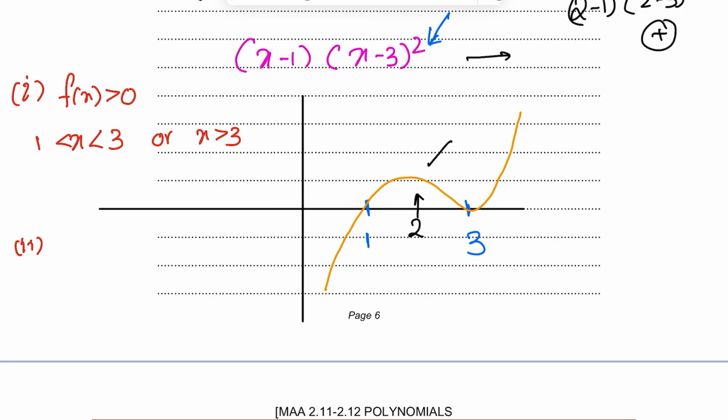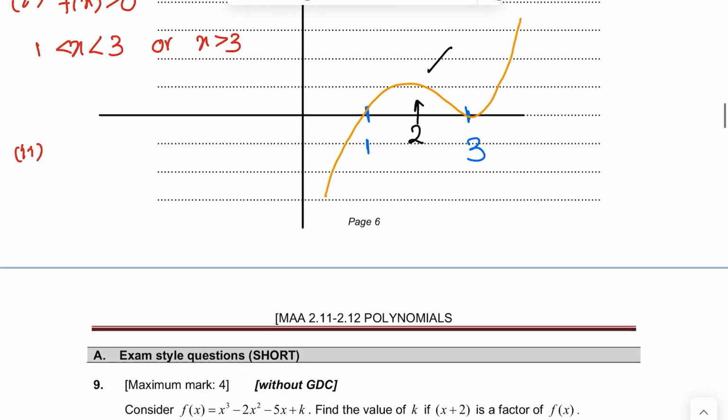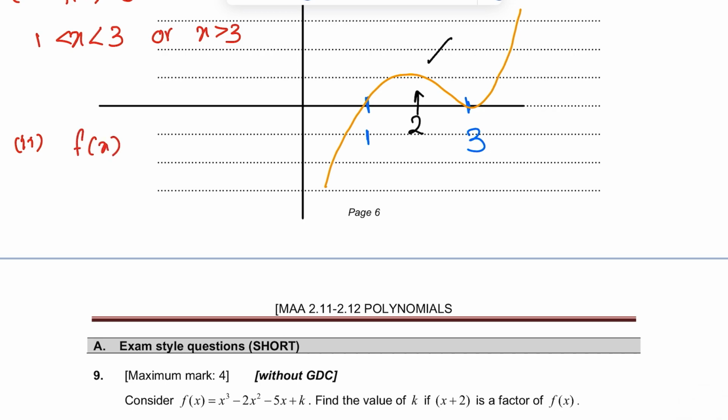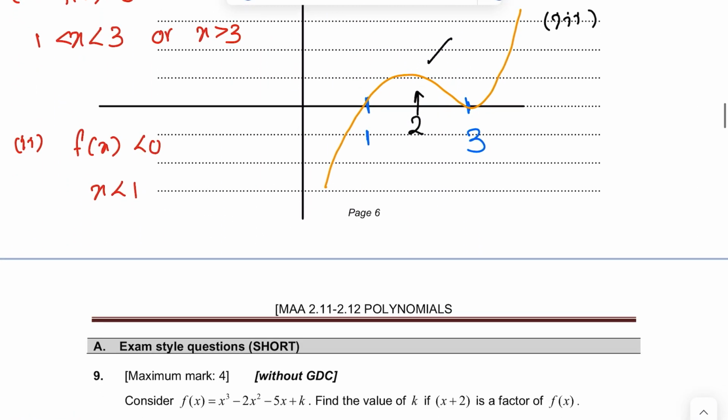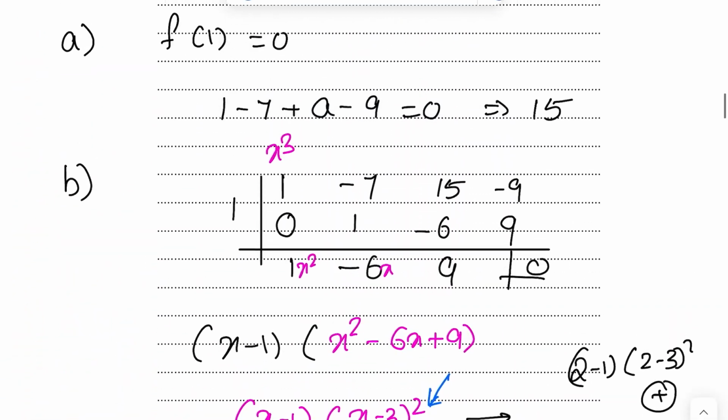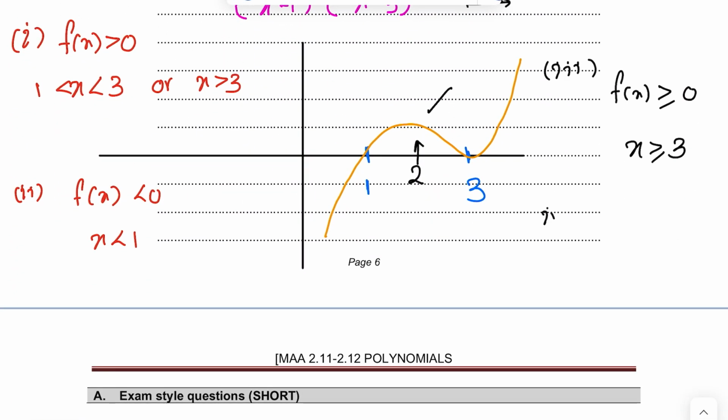Second one, he is asking us to find f of x is less than 0. When it is less than 0, x is less than 1. Then part 3, f of x is greater than or equal to 0. So it is x greater than or equal to 3. Then f of x is less than or equal to 0. It is x less than or equal to 1 or at x equals 3.